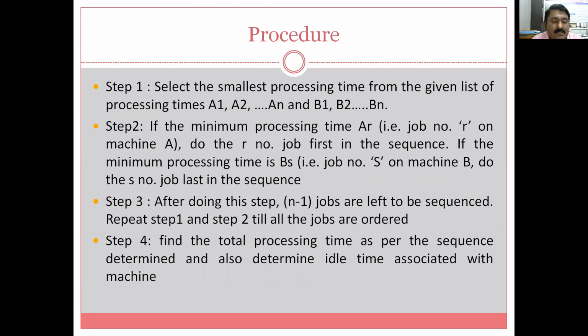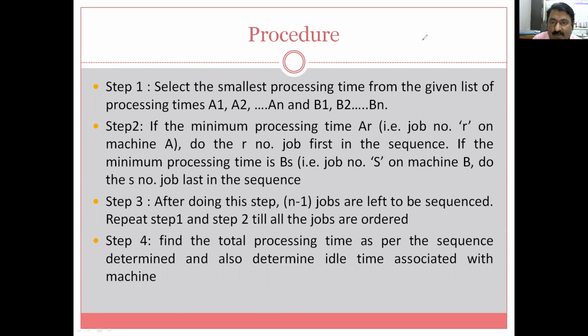Procedure. So there are different steps. The first step is to select the smallest processing time from the given list of processing times, A1, A2, up to B1, B2, Bn. Let me tell you, 5 different jobs are there, and the timing is given.